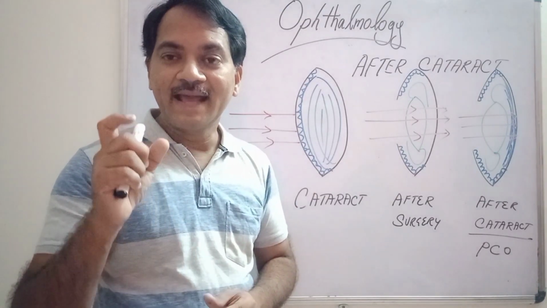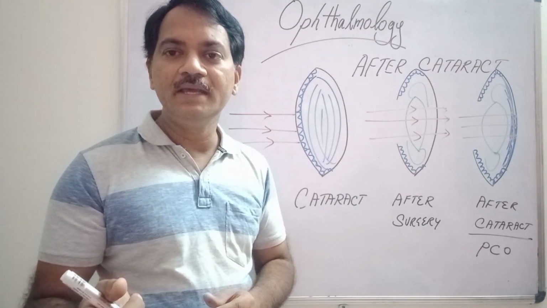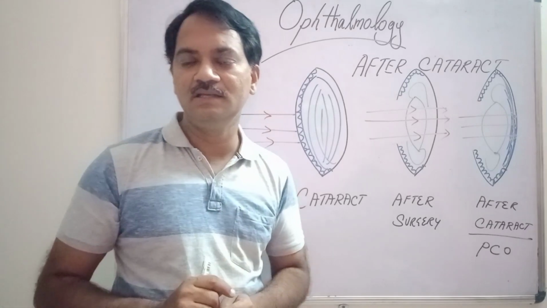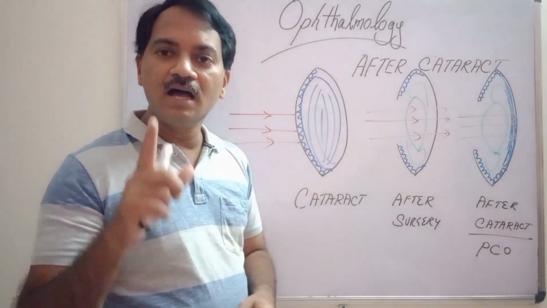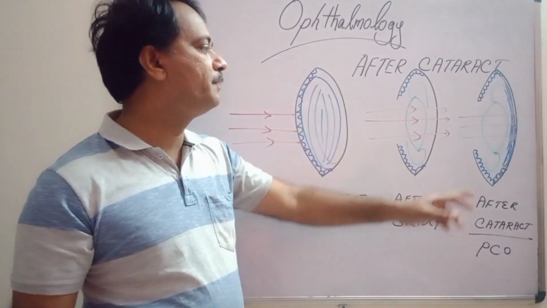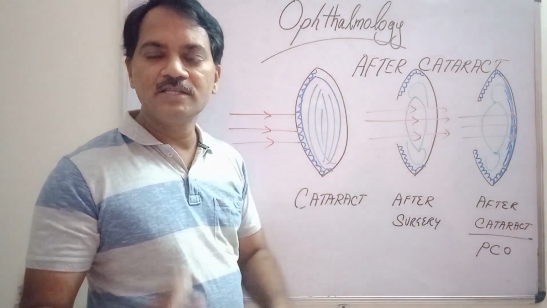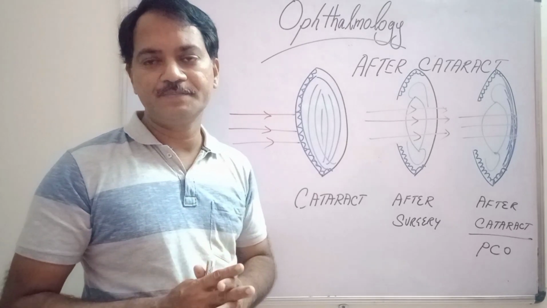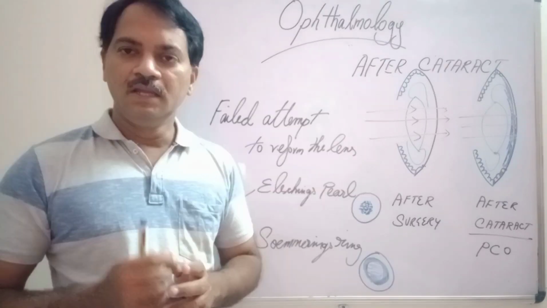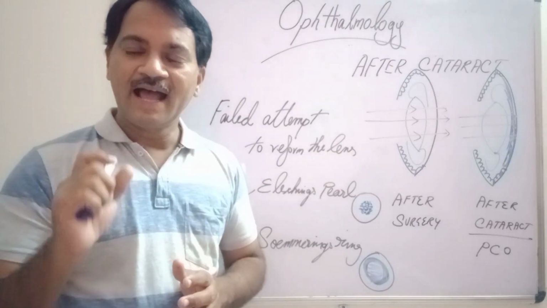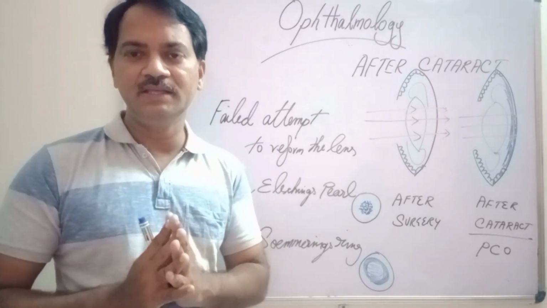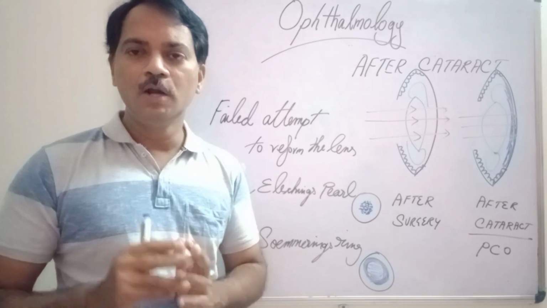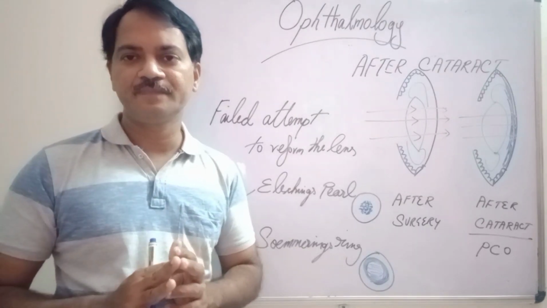So a cataract developing after a cataract surgery is called after cataract, because it is developing along the posterior capsule. It is called posterior capsular opacification. In short, after cataract is nothing but a failed attempt by the lens epithelium to reform the lens.